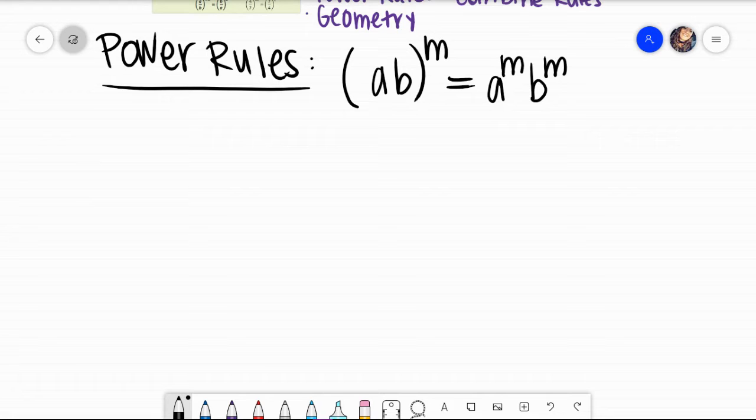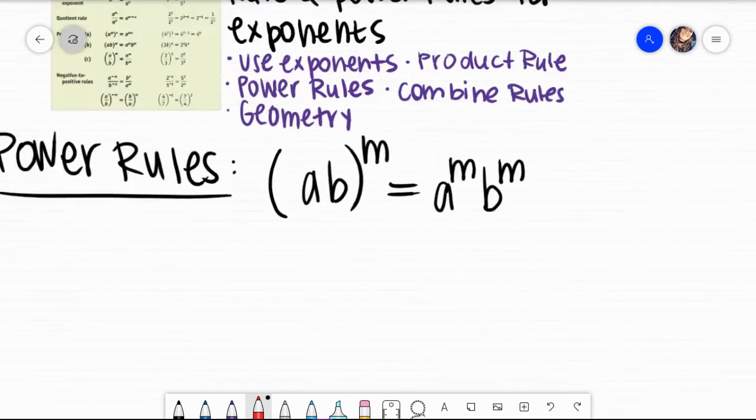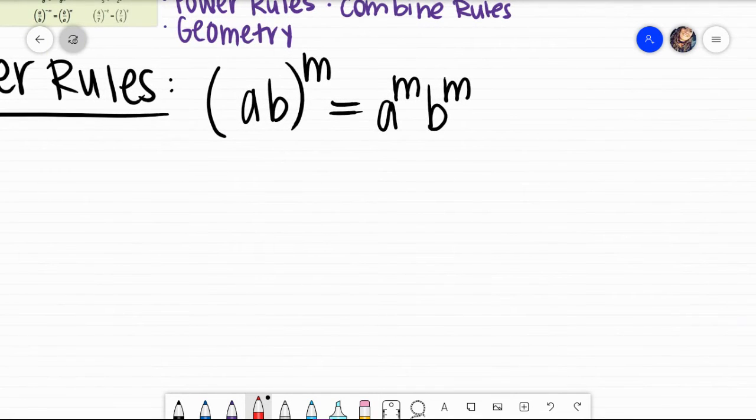There is one very special stipulation or rule that's going to go with this power rule. I'm going to write it in red because this is very important. This does not apply to the sum of terms. If you notice that A and B inside of the parentheses, those are being multiplied, right? They're touching. That means they're multiplying each other. That's when you can apply this rule.